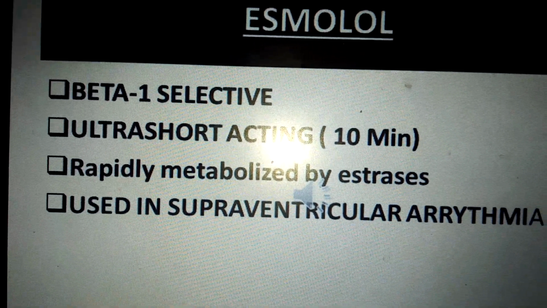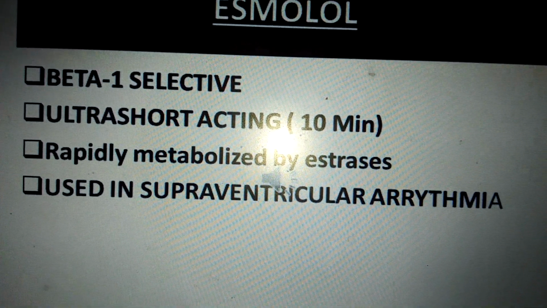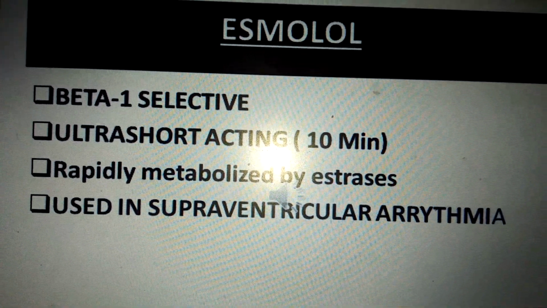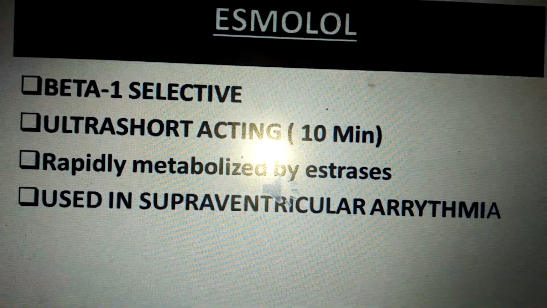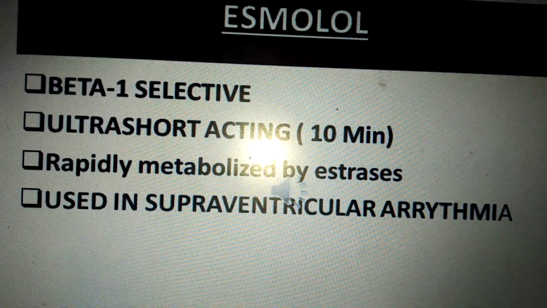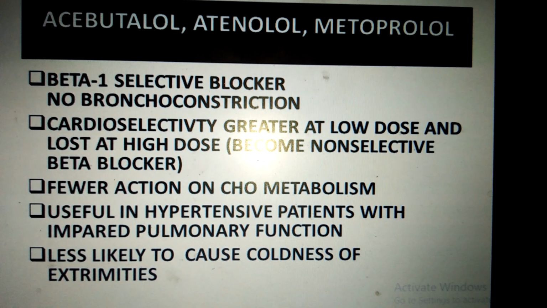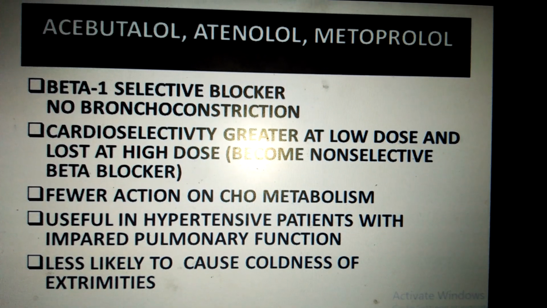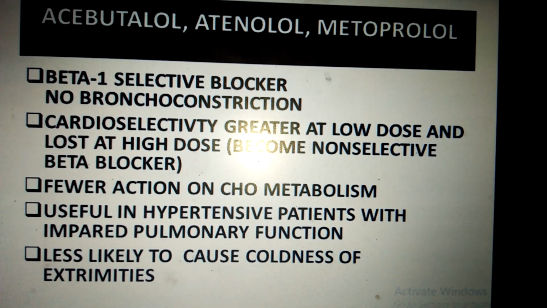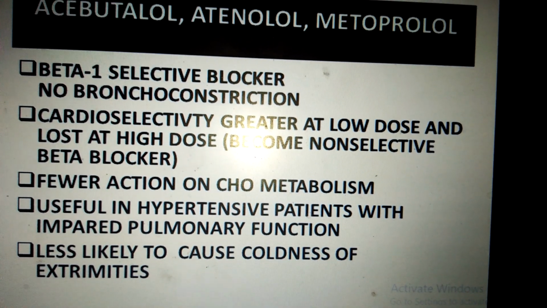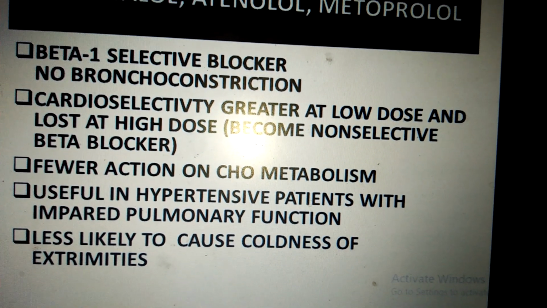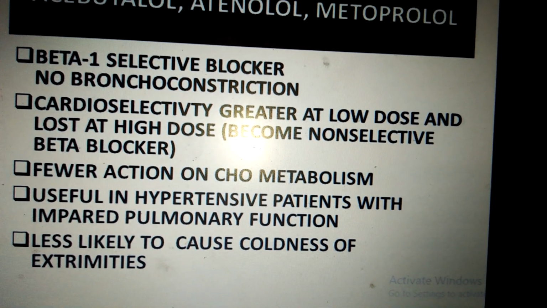Now, four points which are important related to esmolol. It is a beta 1 selective drug. It is ultra short acting, only 10 minutes duration of action. Why? Because it is rapidly metabolized by esterases in the blood, and it is used in supraventricular arrhythmias. So these are the important points related to acebutolol, atenolol, and metoprolol. These are beta 1 selective. They do not cause bronchoconstriction, and their cardioselectivity is greater at low dose. If the dose is increased, it is going to produce a non-selective beta blocking effect.